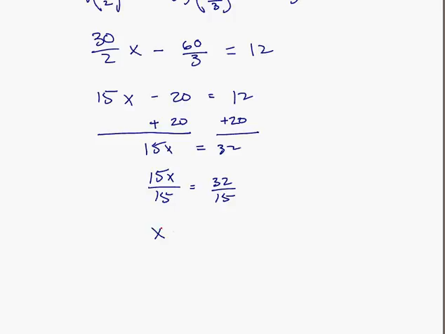32/15. If I wanted to turn that into a mixed number, how many times does 15 go into 32? Well, it goes in twice, and we have 2 remainders. So we could rewrite this as 2 and 2/15, and we are done. Oftentimes, math books will leave it in improper fraction form, so 32/15 would work just as well.